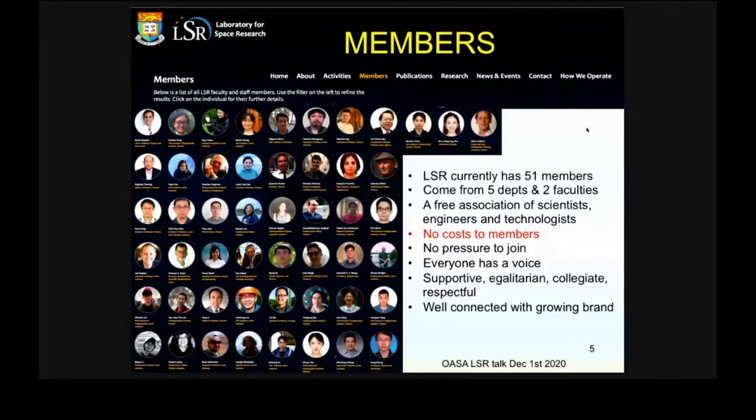So anyway, we're nothing without our members. It'll be the same for OASA. It's the membership of OASA and the LSR that actually means something. This is where the human capital is. This is where the ideas come from. The effort is generated. So that's just a little picture slide of all our members. I'm in there somewhere. We've actually gone up in the last week. We've got 54 members now across 5 different departments and 2 faculties at the University of Hong Kong. So we're interdisciplinary in the truest sense of the word.